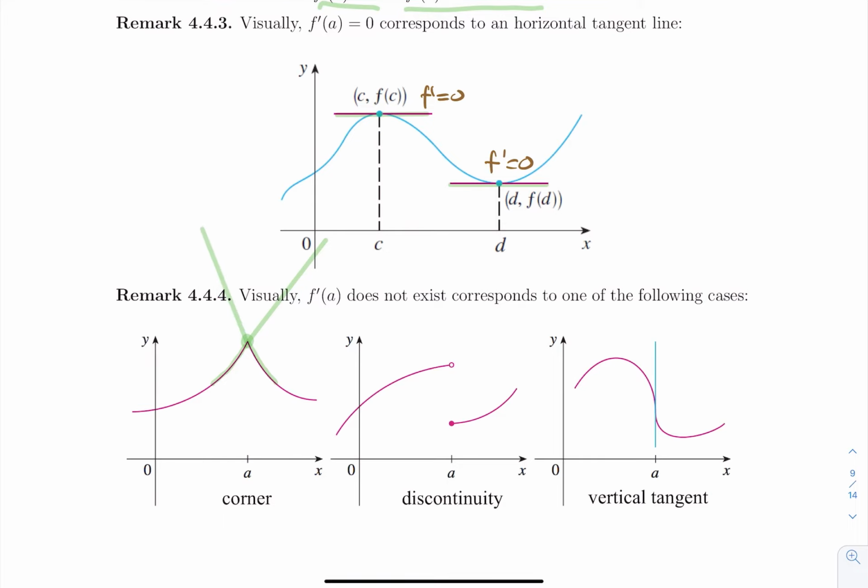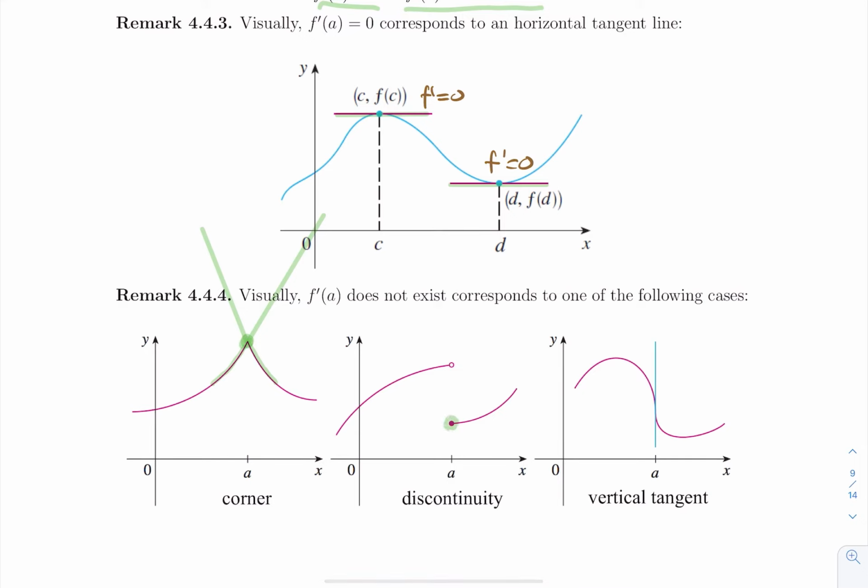Another way to say this is that if you were to zoom around that little corner, you will always get a corner. Meanwhile, if you zoom anywhere else, you're going to get a straight line. So if you see a corner or a pike on your graph, there's no derivative there. It does not exist, even if it's nice and continuous and defined. Of course, if the function is not continuous, then there's no derivative.